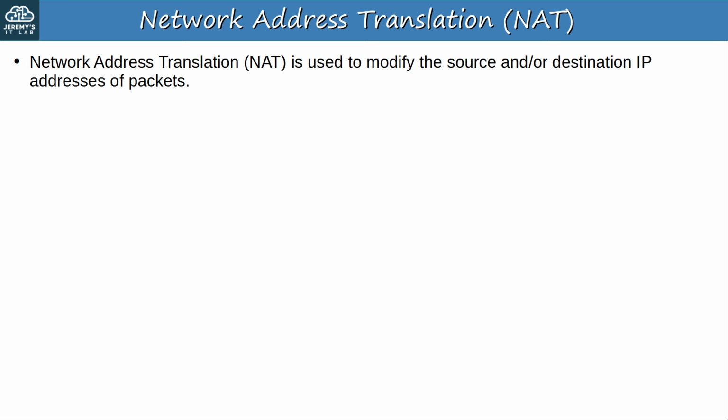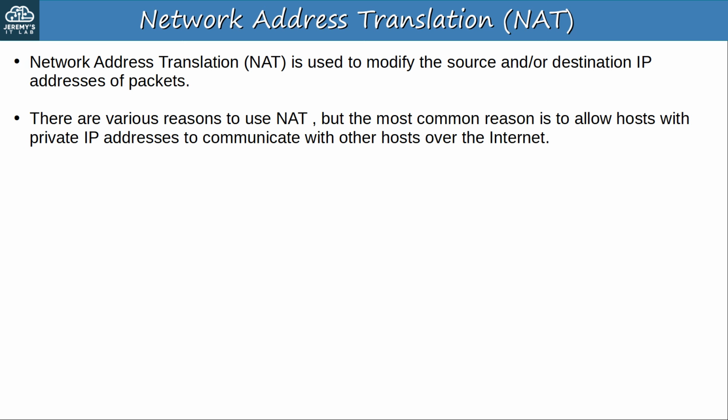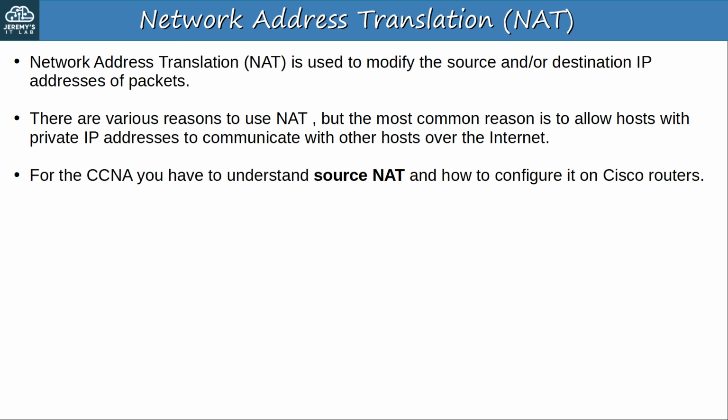So let's talk about NAT. NAT is used to modify the source and/or destination IP addresses of packets. And why would you want to do that? Well, there are various reasons to use NAT, but the most common reason is to allow hosts with private IP addresses to communicate with other hosts over the internet, as I introduced in the previous slide. That is in addition to allowing multiple internal hosts to share a single public IP address, but I'll demonstrate how that works in day 45. There are also various types of NAT, but for the CCNA you have to understand source NAT and how to configure it on Cisco routers.